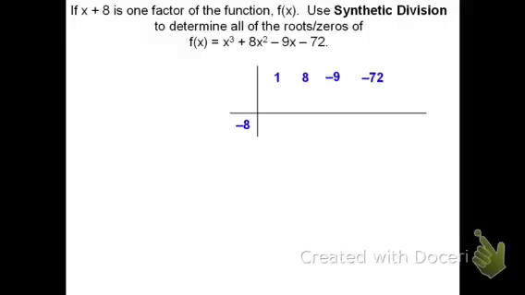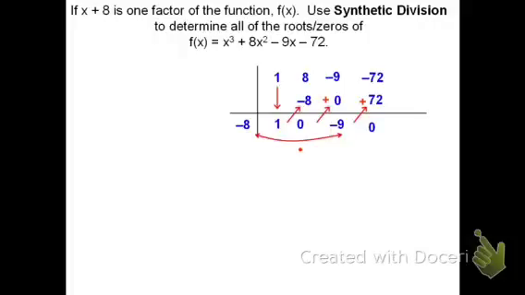To begin, we're going to bring down that 1. -8 times 1 is -8, and now we'll combine. 8 minus 8 is 0. -8 times 0 is 0. Move it over, and -9 plus 0 is still -9. -8 times -9 is +72. Move it over, and combine. -72 plus 72 is 0, which means yes, it was a factor.